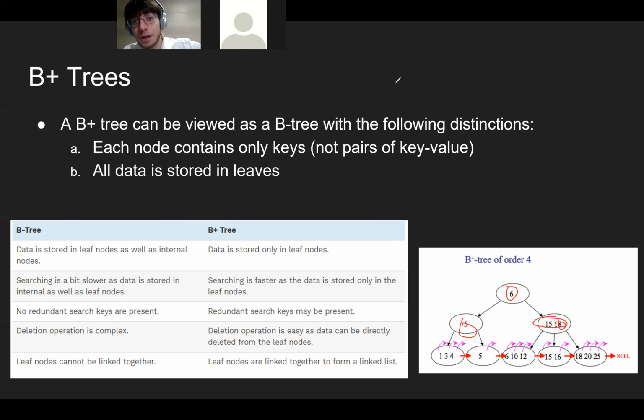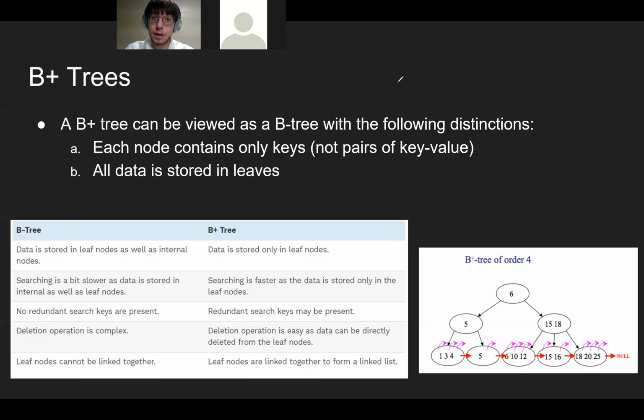But in a B plus tree, this 18 is not actual data. It's just there to tell you whether to go left or right if you're trying to find something. It's just there to help you. Like with a 6, for example, this 6 just helps you find out, do I go left or right? But this 6 here is not an actual data point, but this 6 is.